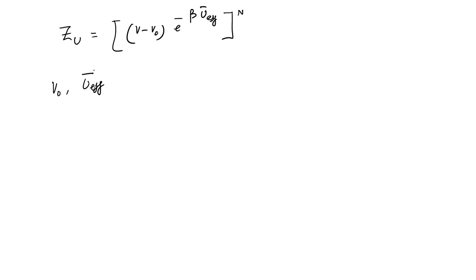Okay. All right. So we will have to now compute Z_U, which is nothing but equal to (V minus V0) e to the power minus beta U effective, whole to the power N. And so what we need to find is that V0 and U effective average have to be calculated self-consistently.